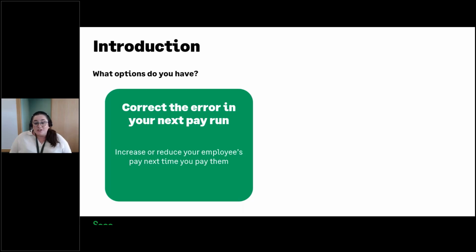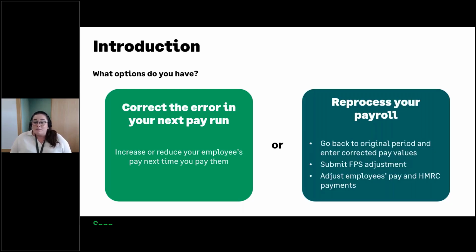The next option is actually what we're going to be focusing on in the webinar today, and that's to reprocess your payroll. What this involves is going back to the original period where the mistake happened and then entering the corrected pay values. One important thing to bear in mind here though is that you would also need to reprocess any other pay periods between the mistake date and your current pay date just to bring your payroll records back up to date again. Then once you've completed that correction, you'll also need to submit something called an FPS adjustment to HMRC. We will cover that a bit later in the webinar, and a couple of other things to consider too, which we do have a section for.